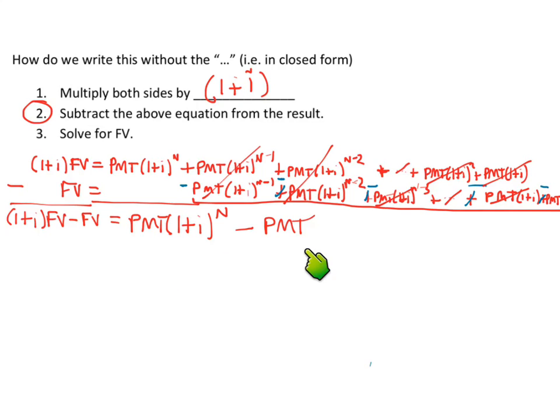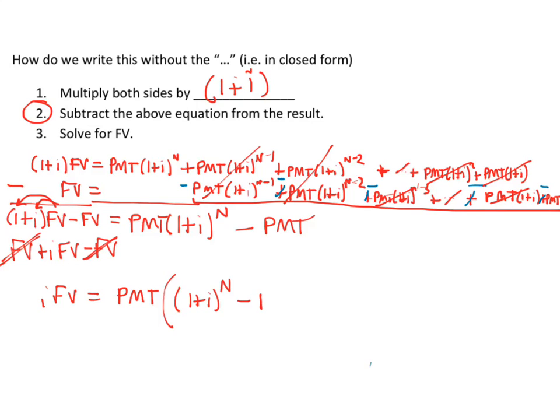Notice now what we have here, while it's not solved for FV just yet, it is a formula based on our previous formula. Therefore it's true, but it's not ever expanding. There's no dot, dot, dot here. There's no dot, dot, dot here. And in fact, notice on the left-hand side, if you multiply out this FV times 1 plus I, you get FV plus IFV. And then you've got a minus FV, and those two FVs are going to cancel. So you're left with IFV is equal to the payment times 1 plus I to the n minus 1.